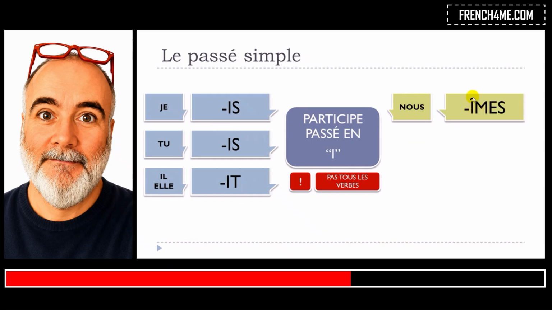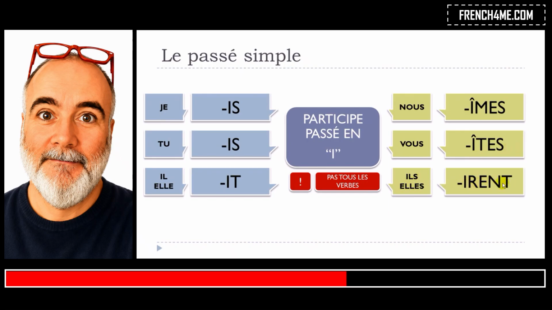Nous, îmes. Vous, îtes. Il, elle, irent. So of course you can tell me that these endings are exactly the same as we saw previously. And yes, of course, because all the regular verbs from the second group in IR do have their participe passé in I, like that, okay? But in this case, we're mostly talking about, and we'll see a few examples, the verbs from the second group that do have their participe passé in I.